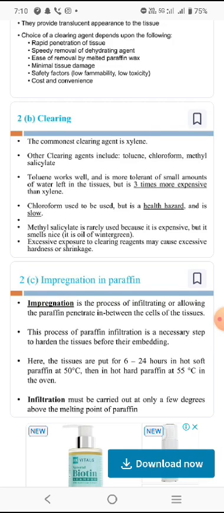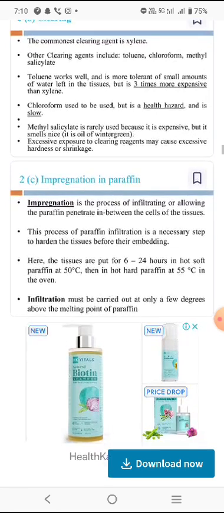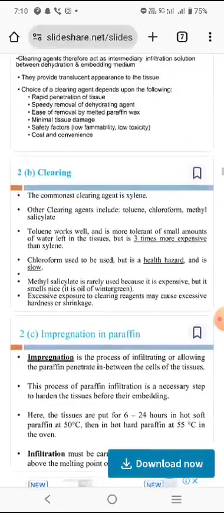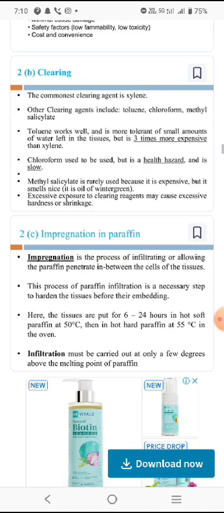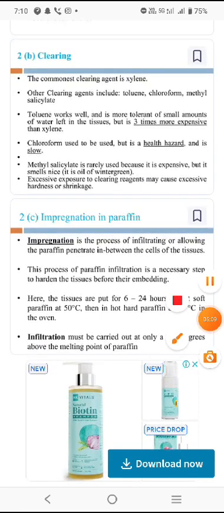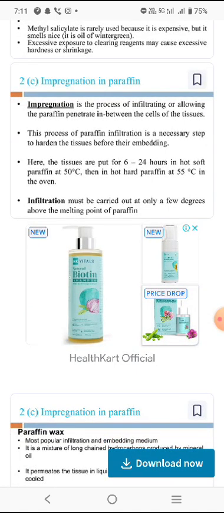Toluene works well and is more tolerant of a small amount of water left in the tissue, but it is three times more expensive than xylene. Chloroform is used but is a health hazard and slow. Methyl salicylate is expensive but smells nice; it is wintergreen. Excessive exposure to clearing reagent may cause excessive hardness or shrinkage.